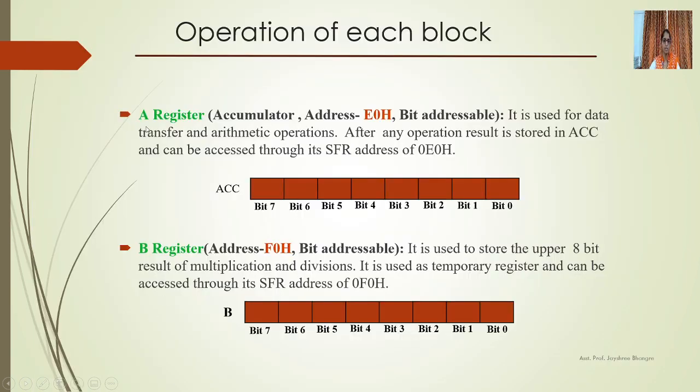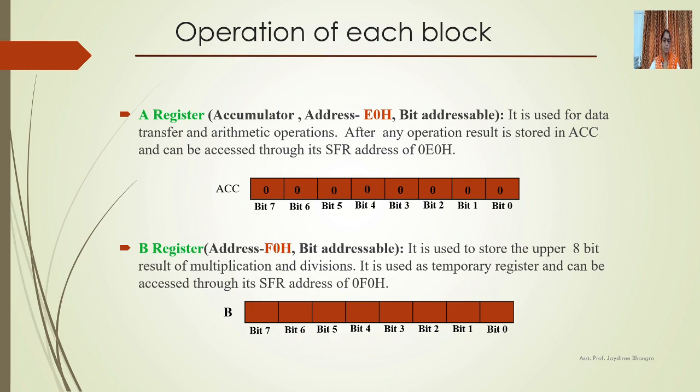So the first special function register is the A register, that is called the accumulator. It is an 8-bit wide register which is bit addressable, whose address is E0H. Mainly this register is used to transfer data, and it is used in arithmetic and logical operations. After any operation, the result is stored in the accumulator, and that can be accessed through its SFR address, that is E0H. Upon reset, its value is 00H.